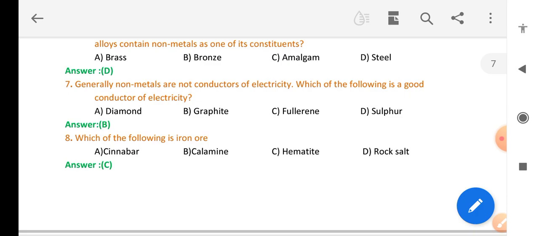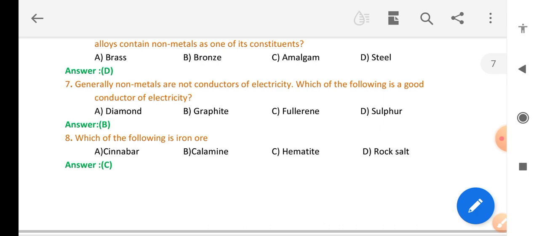Generally, non-metals are not conductors of electricity. Which of the following is a good conductor of electricity? A non-metal that is a good conductor of electricity is a special property.